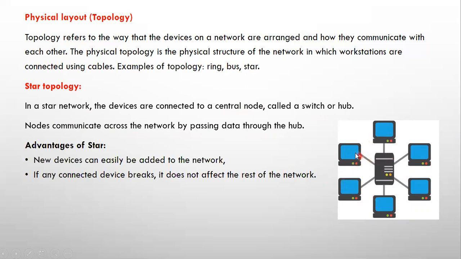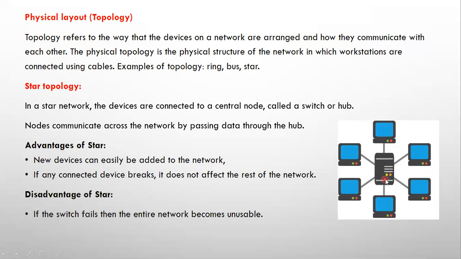Advantages of a star: it is easy to add a new device. You simply connect using the cable, and it's easy to remove a device, which does not disrupt the network. And if any device stops working, the other devices can continue because they are connected individually. Therefore, it is called a star topology, individual connection of each device to a central node, or to the hub in this case. Disadvantage: if the central switch or hub fails, then the network becomes unusable. There's no communication in the network if the central switch fails.